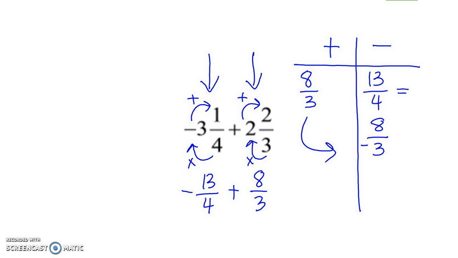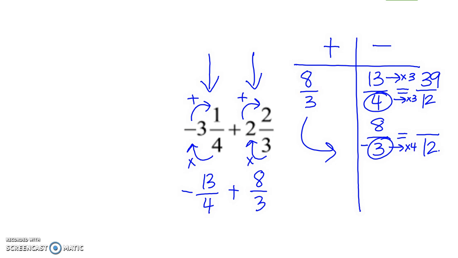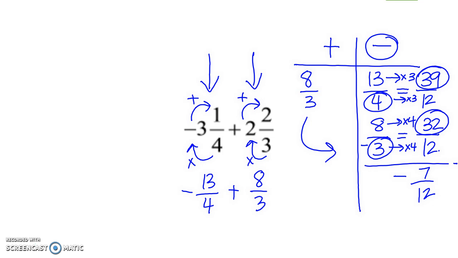But before we can do that, we have to get the least common denominator. Between 4 and 3, 4 times 3 is 12. 12 is our least common denominator. 4 times 3 gave me 12, so 13 times 3 gives me 39. 3 times 4 gave me 12, so 8 times 4 gives me 32. Remember, I'm subtracting here, so I'm going to subtract my numerators. 39 minus 32 is 7, and the denominator stays the same, 7/12. Last thing to do, the sign of the column is the sign of the answer. Negative 7/12.